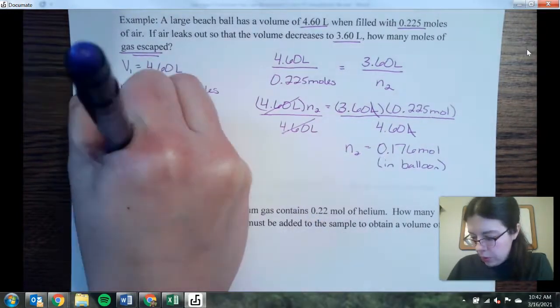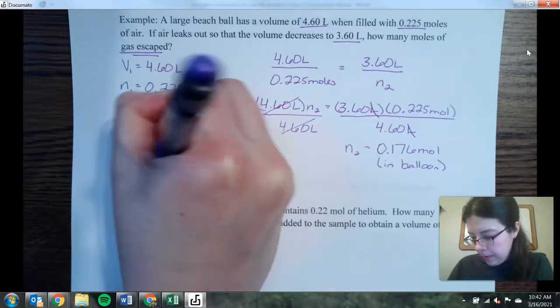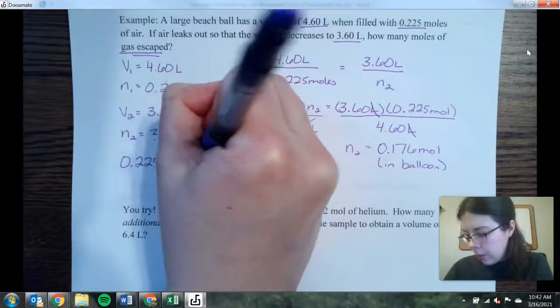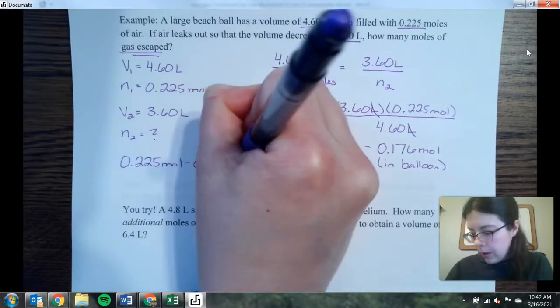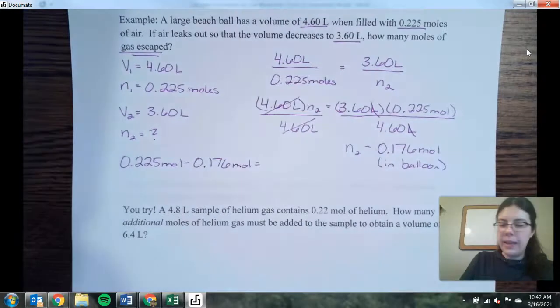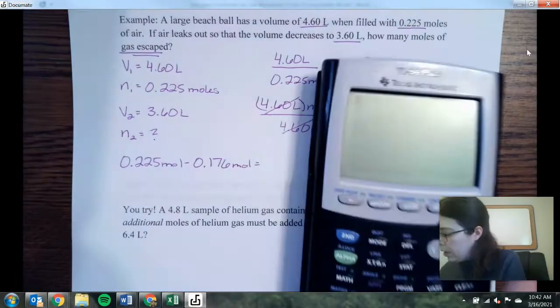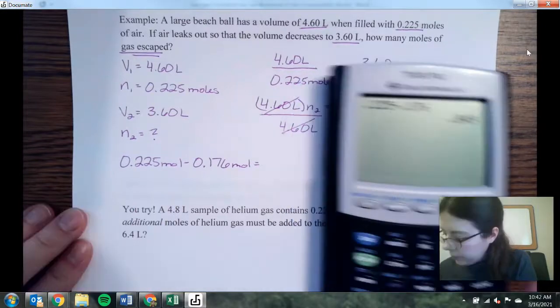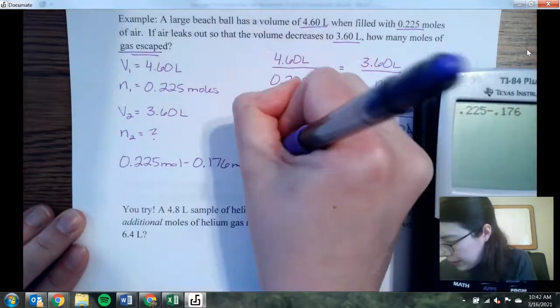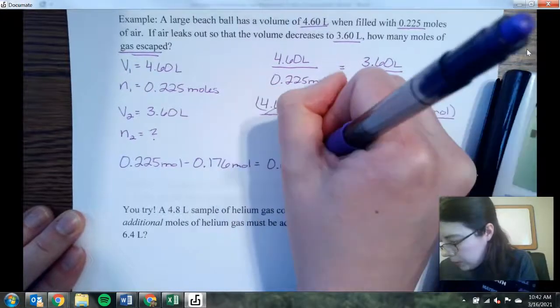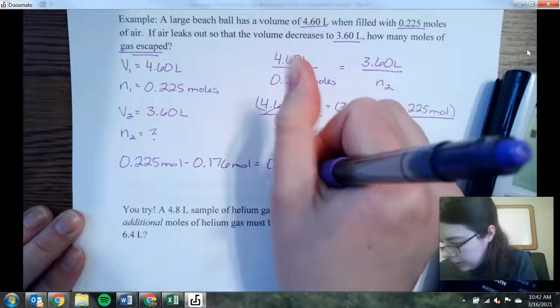So 0.225 minus 0.176 moles. Okay, so that's the initial, that's the final. If we subtract those two, that will tell us how much escaped. So 0.225 minus 0.176 gives me a value of 0.049 moles escaped.